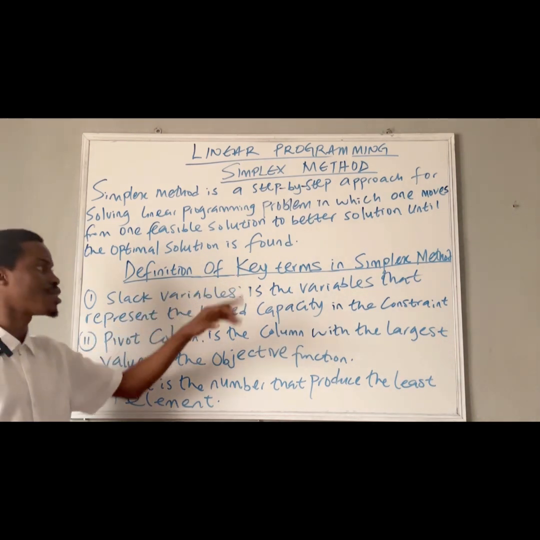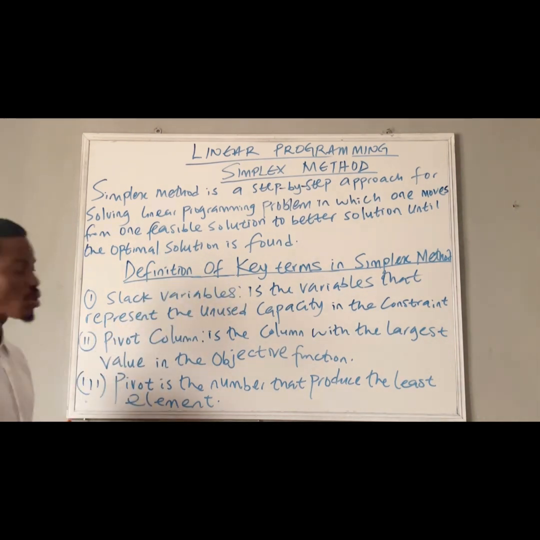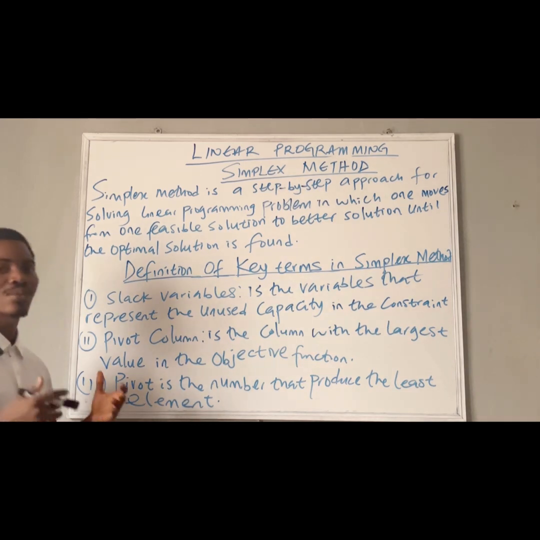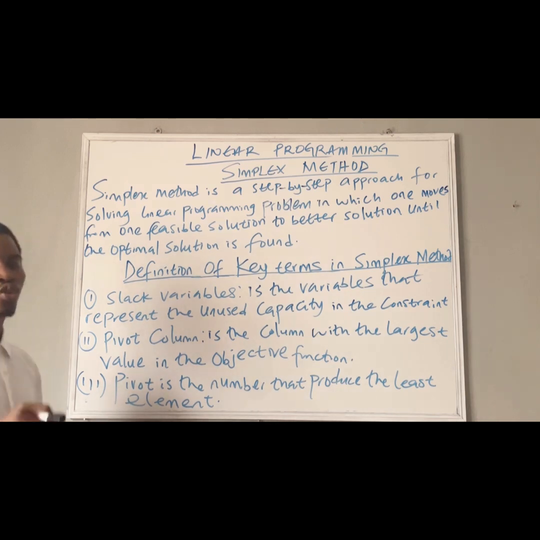Definition of key terms in Simplex Method. One is what? We have slack variable. What is slack variable? Slack variable is the variable that represents the unused capacity in the constraint. In our previous lesson, I explained that the work of slack variable is to what? Is to absorb the unused resource.